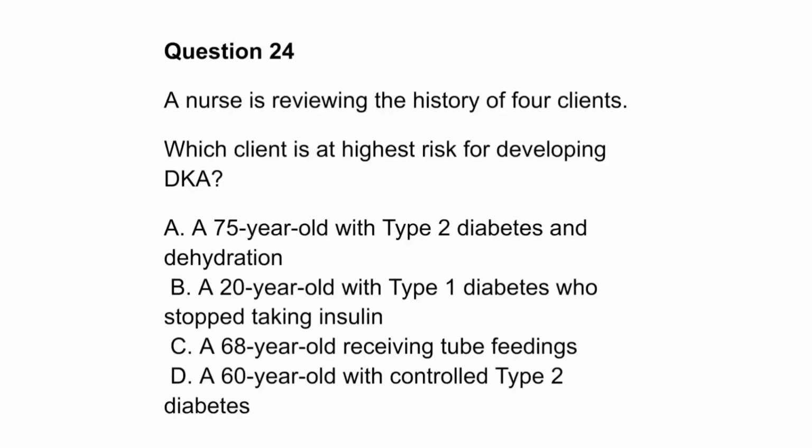Question 24. A nurse is reviewing the history of 4 clients. Which client is at highest risk for developing DKA? A. A 75-year-old with type 2 diabetes and dehydration. B. A 20-year-old with type 1 diabetes who stopped taking insulin. C. A 68-year-old receiving tube feedings. D. A 60-year-old with controlled type 2 diabetes.